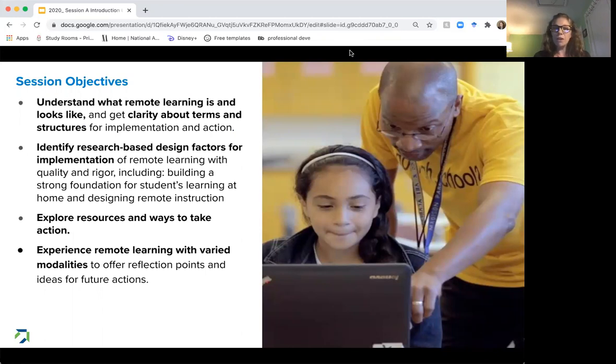First, we want folks to understand what remote learning is and looks like and get clarity about some of the terms and structures that you may be hearing. Second, we want to share some research-based design factors that we've identified that support the implementation of remote learning with quality and rigor, including how to build a strong foundation for student learning at home and designing effective remote instruction. We want to explore some resources and ways to take action. And then finally, have you, as learner, experience some remote learning with varied modalities? We learn to do the work by doing the work.